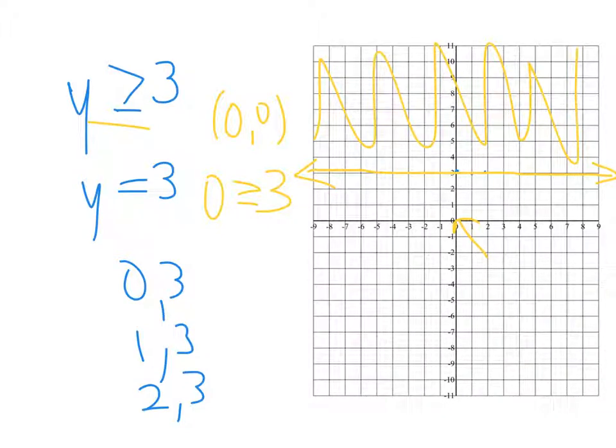So that's how these work. It really is all about graphing the line, seeing whether it's a dashed or solid line, and then shading in the half that is the solution.